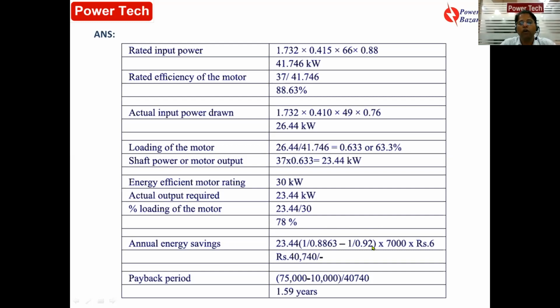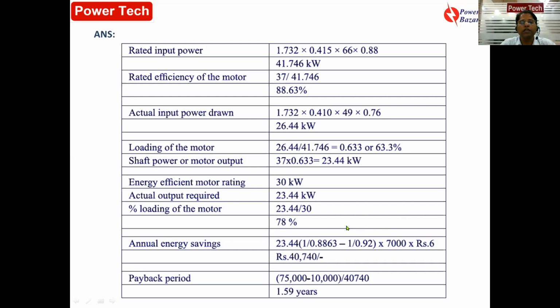Now if I multiply by hours, this will be kWh. That means this much energy I'll be saving per year with the help of the new motor. Now what is the tariff here? 6 rupees. So kWh into 6 rupees per kWh, I get the annual financial saving. So about 40,000 rupees I'll be saving, 40,750.